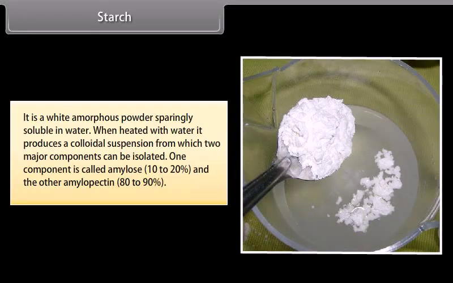Starch. It is a white amorphous powder, sparingly soluble in water. When heated with water, it produces a colloidal suspension, from which two major components can be isolated. One component is called amylose and the other amylopectin.